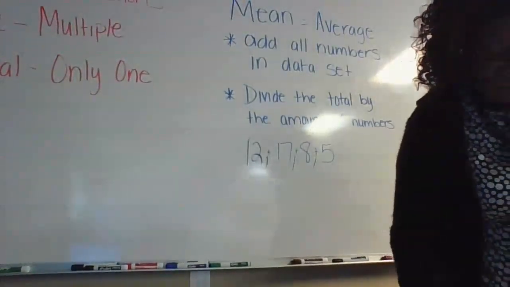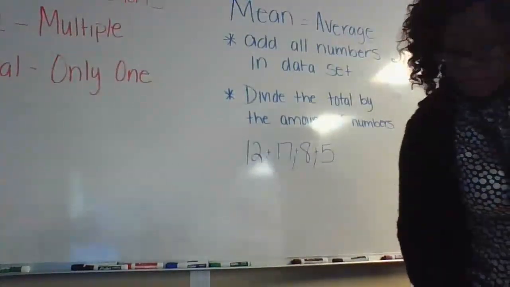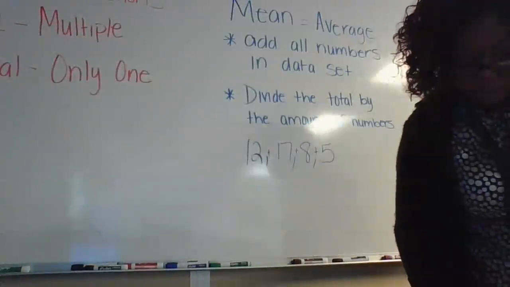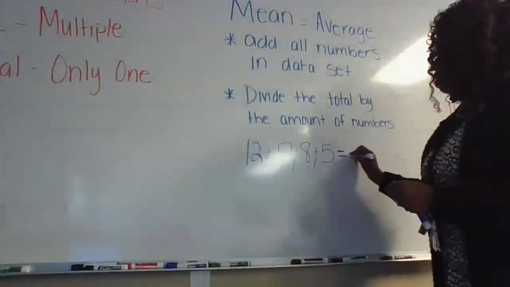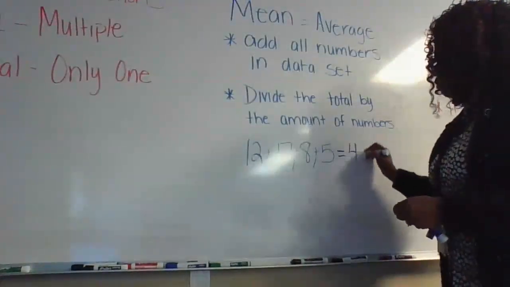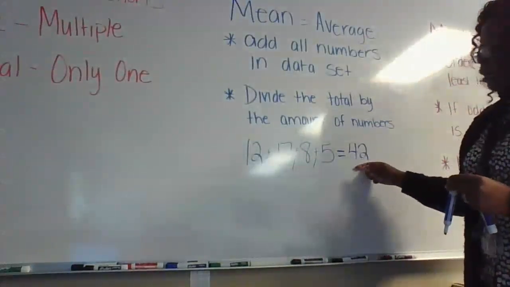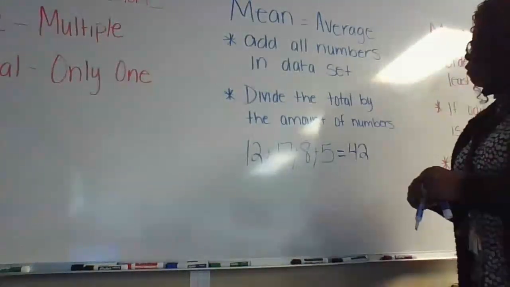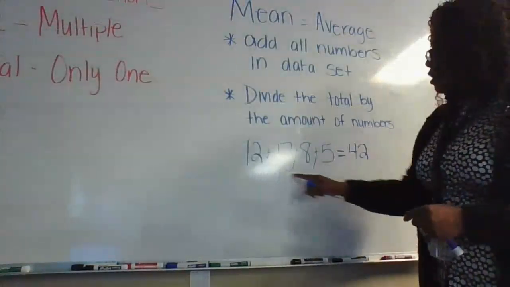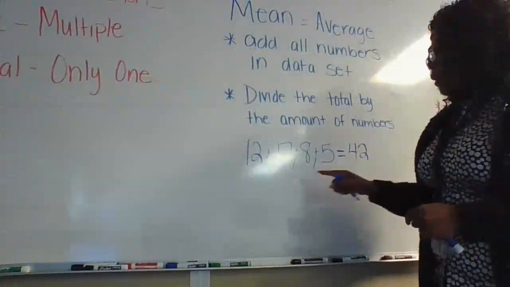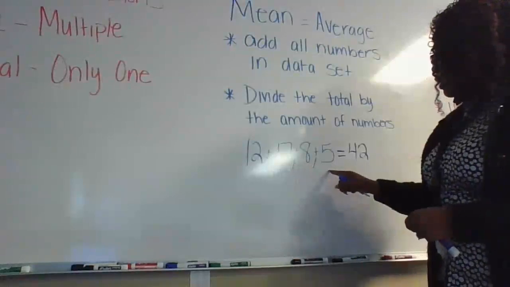Ms. Ramey's going to pull out her calculator right quick, and we are going to work this out. Yes, you may use your calculator. 12 plus 17 plus 8 plus 5, and that gives us, you should have worked it out with me. Here we go, 42. That gives us 42. Okay, well, we don't have the average yet. What we are now going to do is take this number 42 and divide the total, 42, by the amount of numbers that we have in our data set. So how many numbers do we have? 1, 2, 3, 4. We have 4 numbers in our data set.